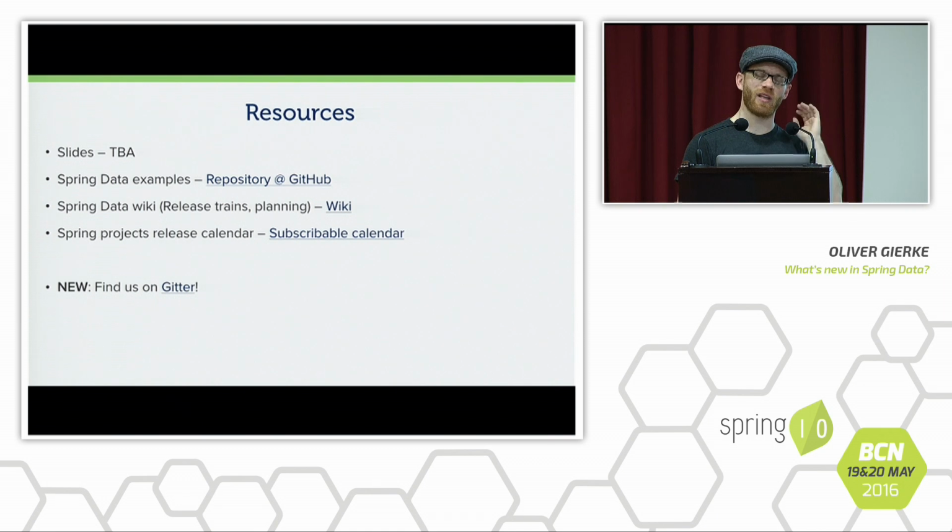We have a dedicated wiki page for each release train where we list what's new in this release train. So it's kind of a curated changelog, basically. Not everything is in there because it's usually around 1,000 tickets that we solve per release train, and not everything is really a major thing. And if you're interested in release schedules, there's a subscriber calendar there.